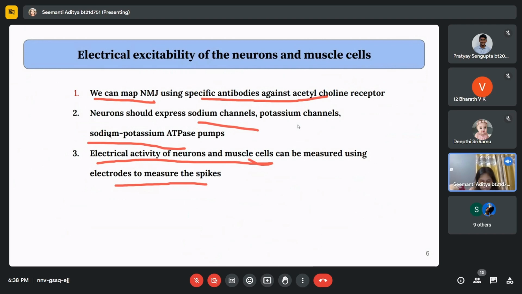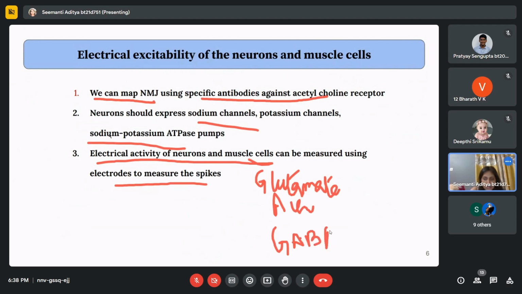There are different kinds of muscle cells, and different kinds of neuronal cells also. These will release glutamate, acetylcholine (ACH), and then GABA. All these kinds of neurotransmitters behave in a different way, and the neurons which are secreting them are also different.